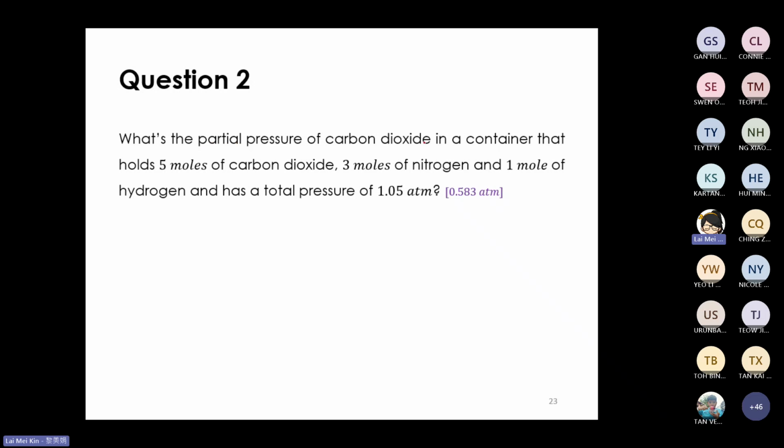What is the partial pressure of carbon dioxide in a container? So in this container, I have 5 moles of carbon dioxide, 3 moles of nitrogen, and 1 mole of hydrogen. Total pressure 1.05 atm. Divided by 9 and divided by 5. Very quick. Multiply by 5. This is very quick, okay?